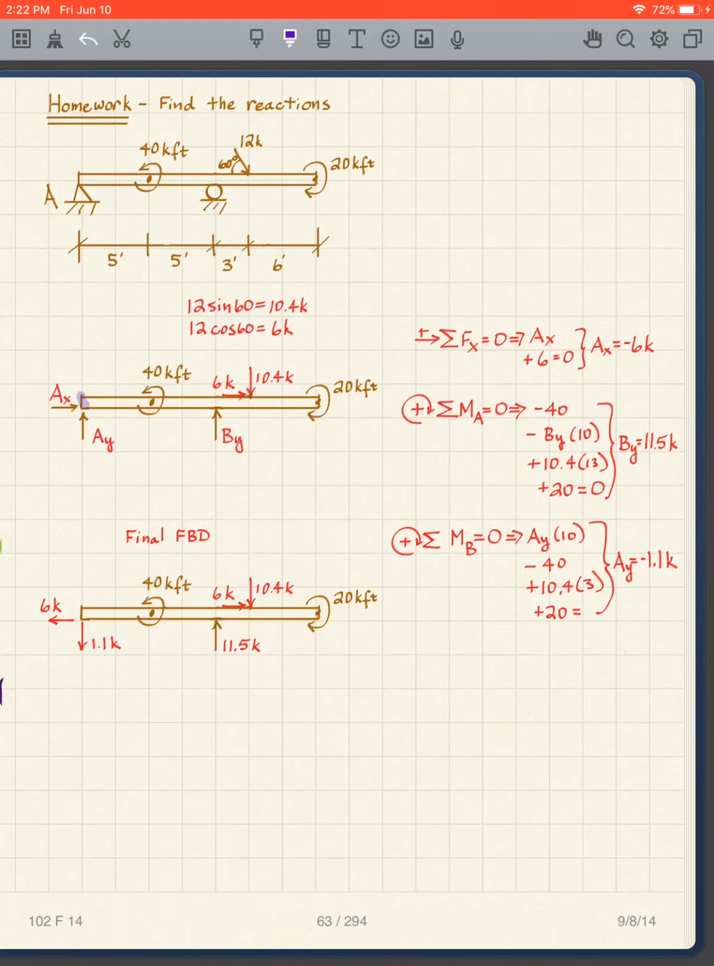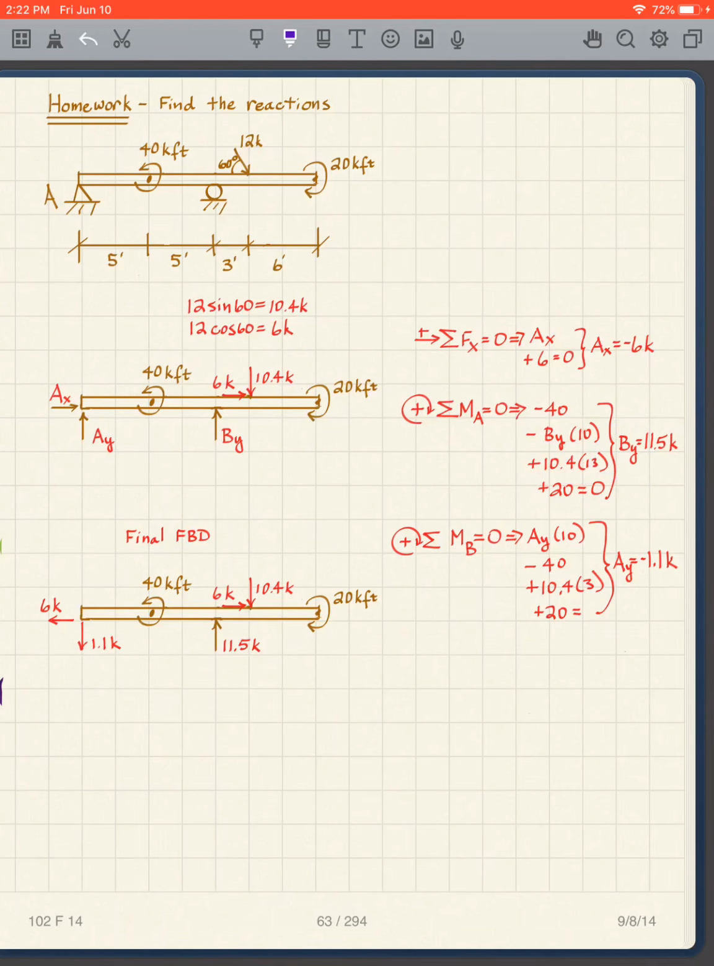And then I'm taking moments about A. I've got negative 40 for that because it's counterclockwise. I have positive 20 for that because it's clockwise. And then I have my other forces. I've got By times 10. It's going to be negative because it's counterclockwise. I've got 10.4 times 13, positive because it's clockwise. And I solve for By.